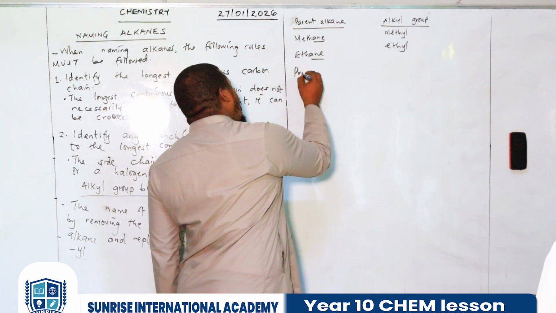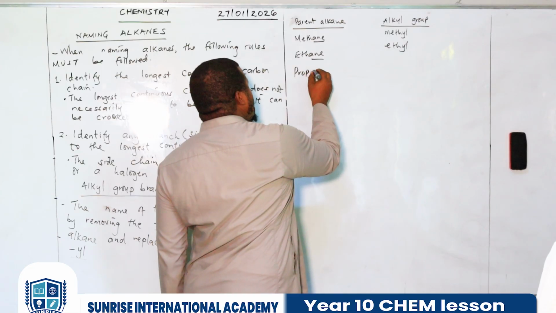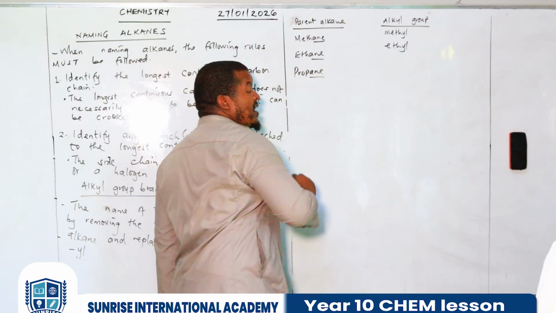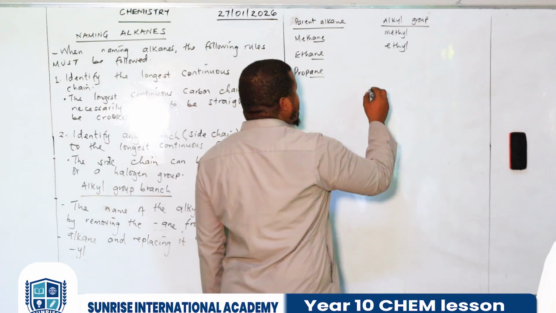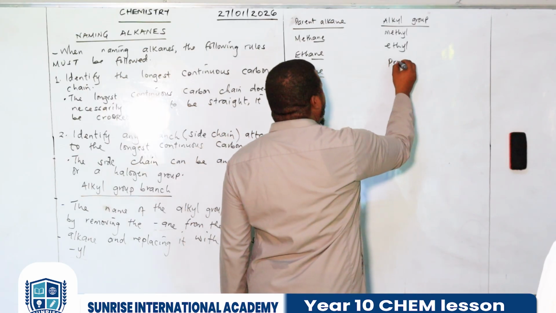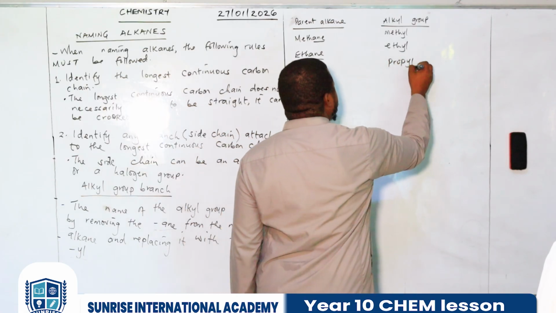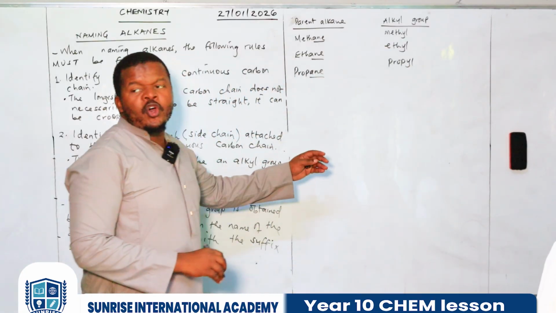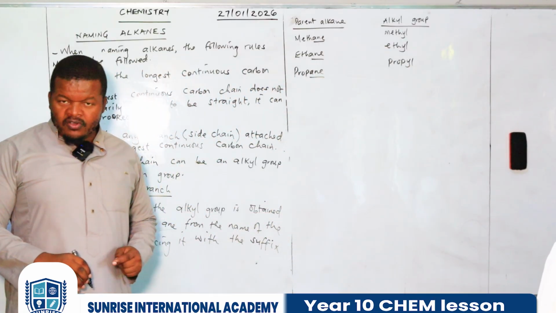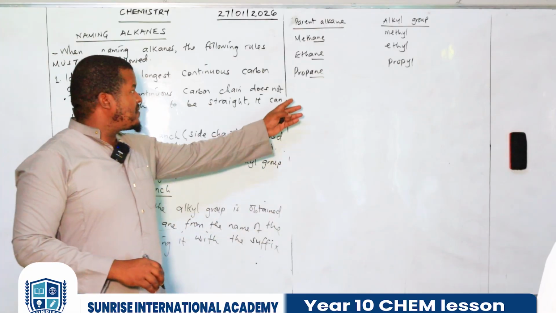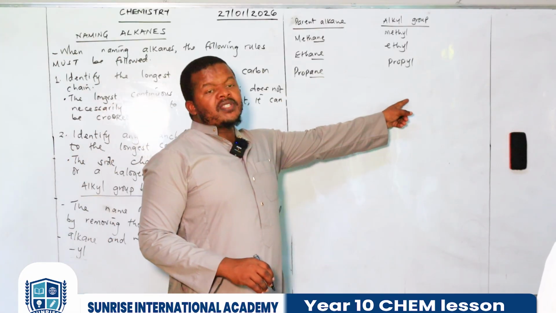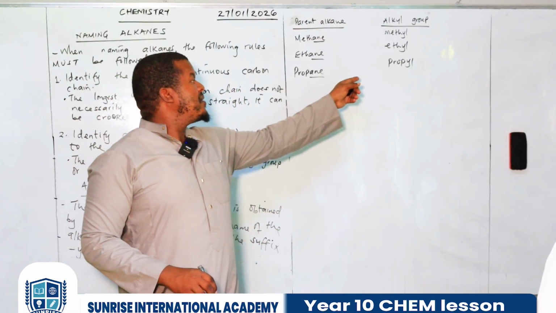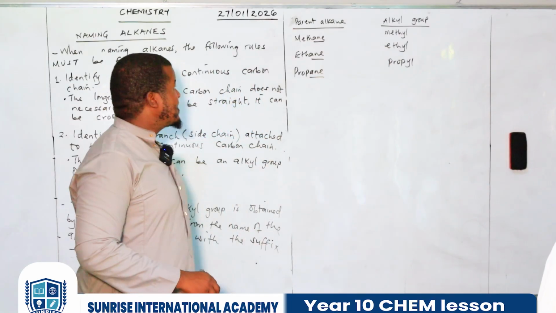If it's a 3-carbon member, propane, remove the A and E, replace it with YL, we are going to have propyl. And so on and so forth as such. If it's butane, butyl, pentane, pentyl, like that.